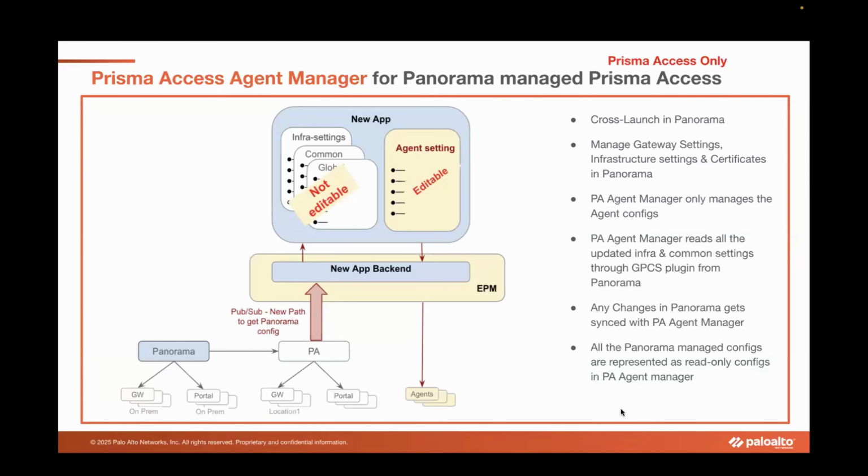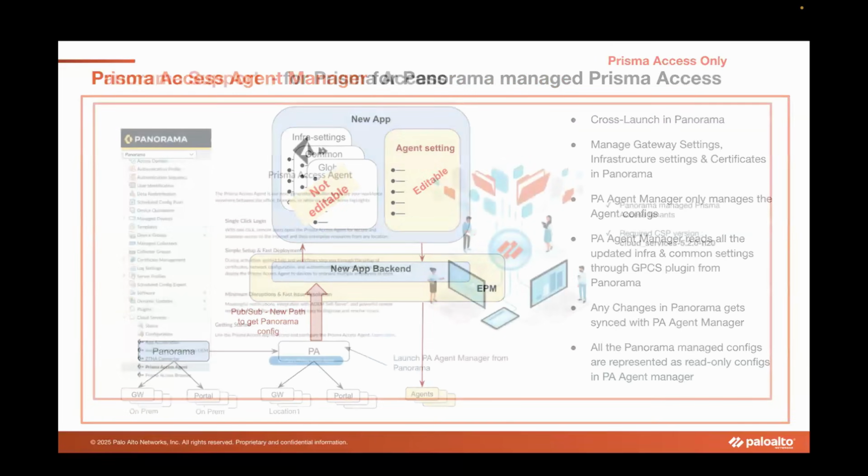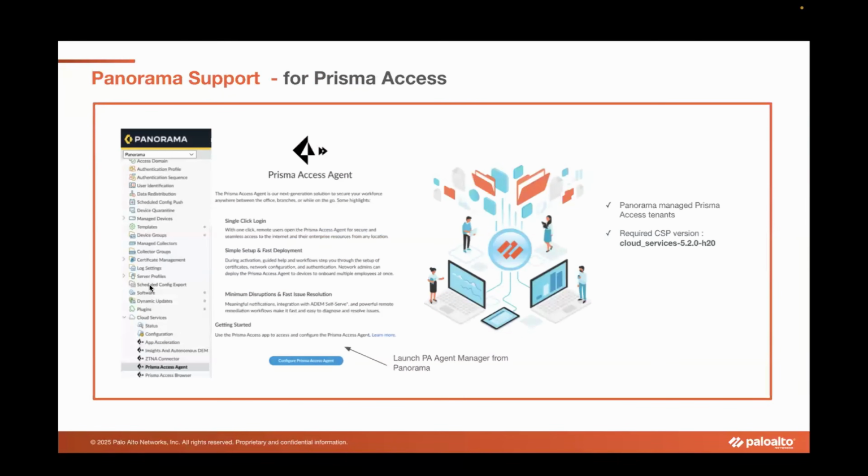And all the Panorama config will show up only as read-only in that micro app that is cross-launched from the Panorama, for the agent manager configs. So this is a screenshot of the Panorama from where you can actually launch that PA agent manager. And then you can see the window that we saw earlier to configure only the agent related parameters here. So the cloud service plugin version is what you see here, 520H20. So with that, you can manage Prisma Access Agent via the Panorama.